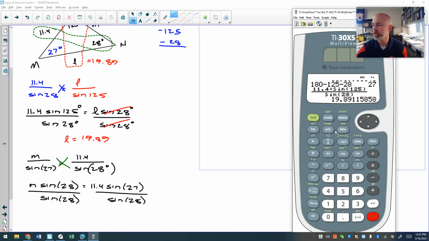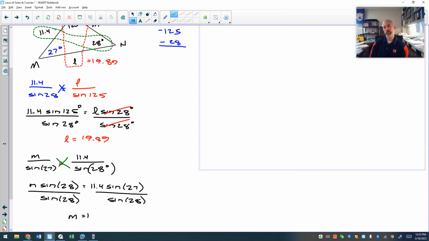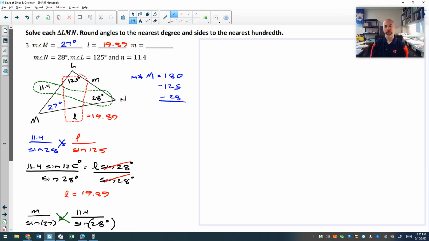So I'm going to my calculator again. I'm going to use my top bottom fraction, 11.4 times the sine of 27. Notice this time I forgot to hit the multiplication dot between 11.4 and sine, but that's not a big problem. The calculator understands that we are multiplying those. Divide by the sine of 28, hit enter, and I got 11.02 for m. M is 11.02, so I'm going to go back up here.